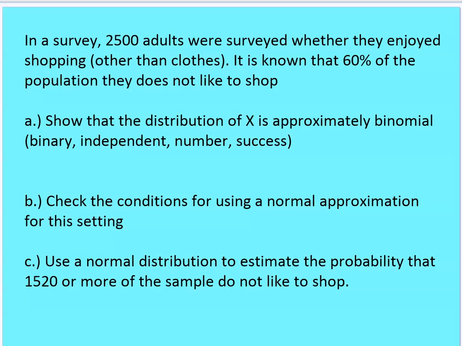Then check the conditions for using normal approximations for the setting. So remember, np and n times (1 minus p) have to be greater than or equal to 10. And then use a normal distribution to estimate the probability that 1,520 or more of the sample do not like to shop. So then we can move on to our probability tables.